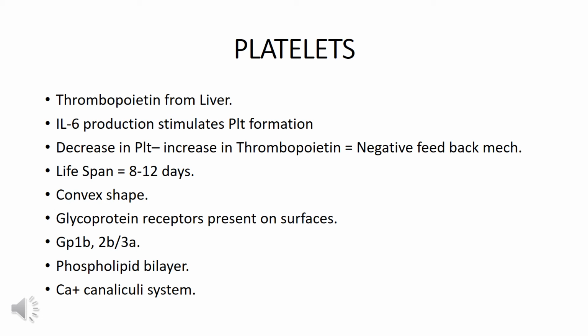Platelets have some very important receptors on their surface. These receptors are glycoproteins, which means they are carbohydrate and protein in nature. So some important receptors are present on the surface of platelets. These are glycoprotein receptors: GP1B receptors, 2B receptors, and 3. These three are very important receptors.